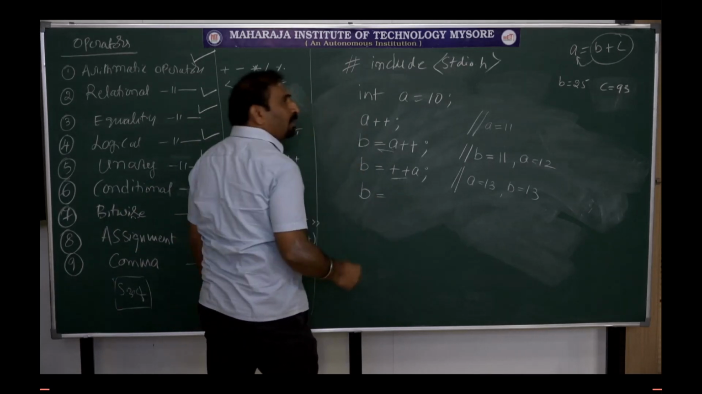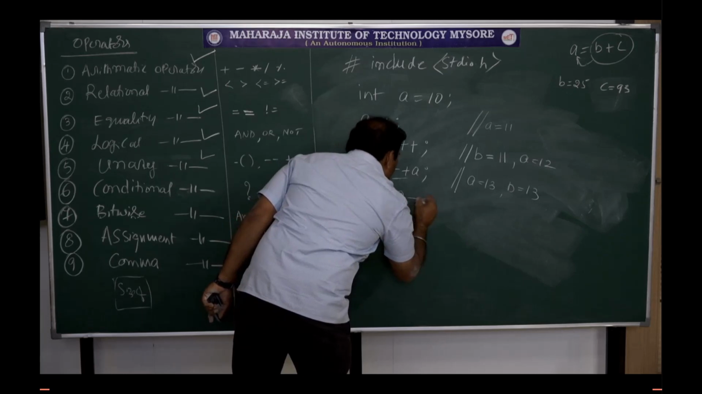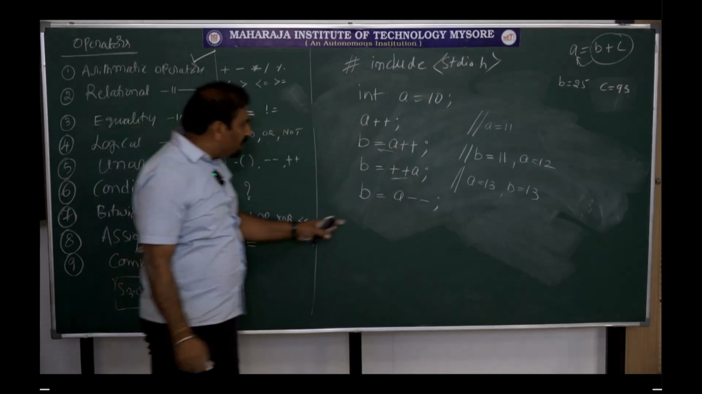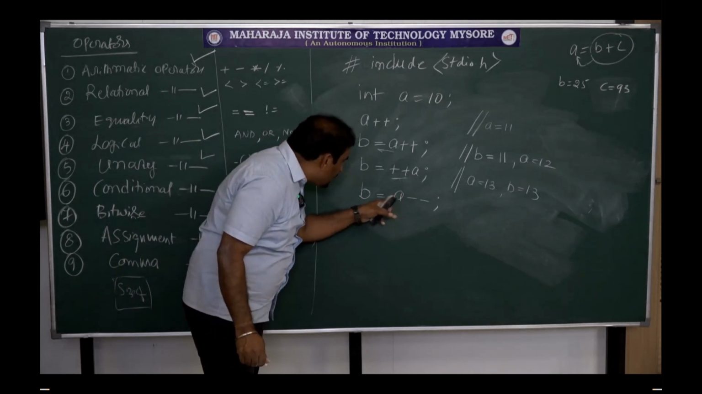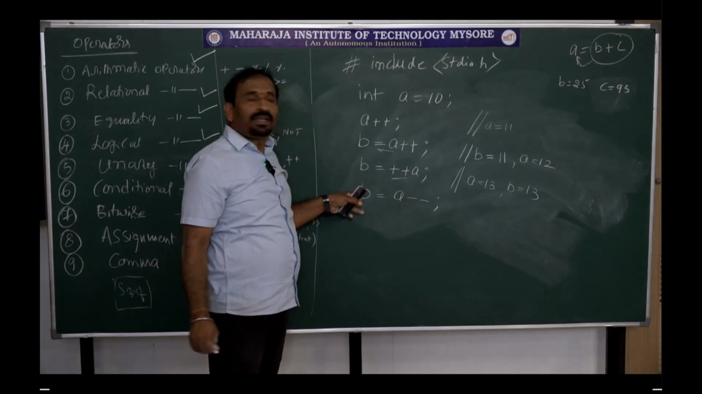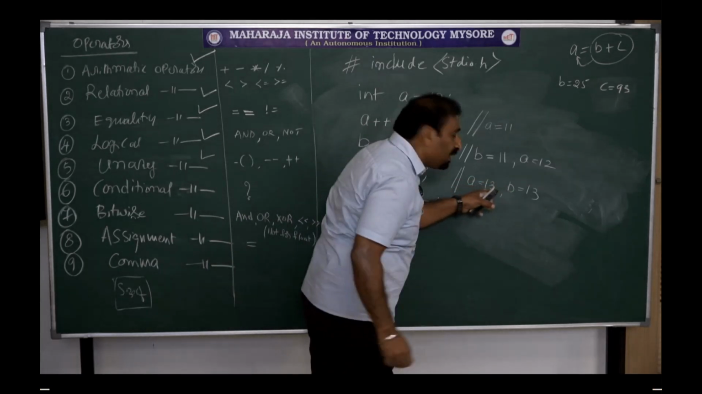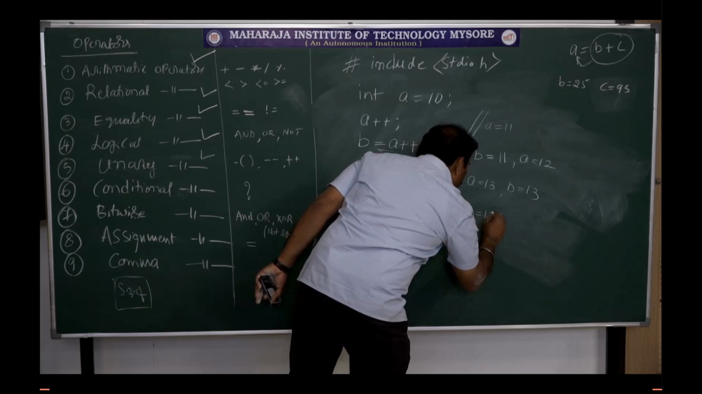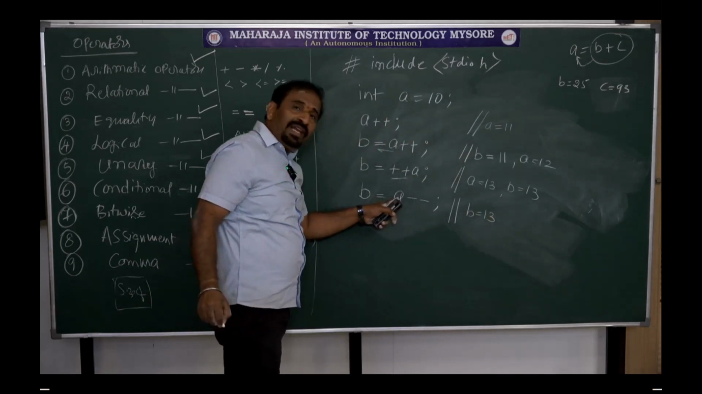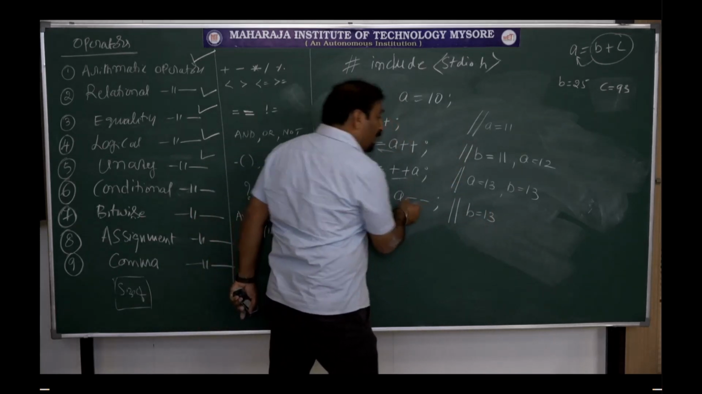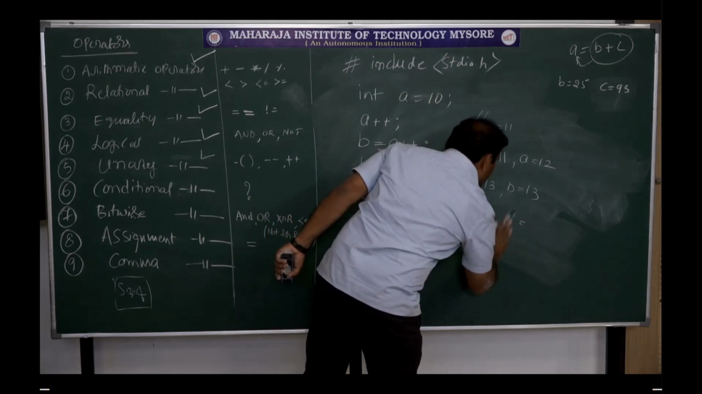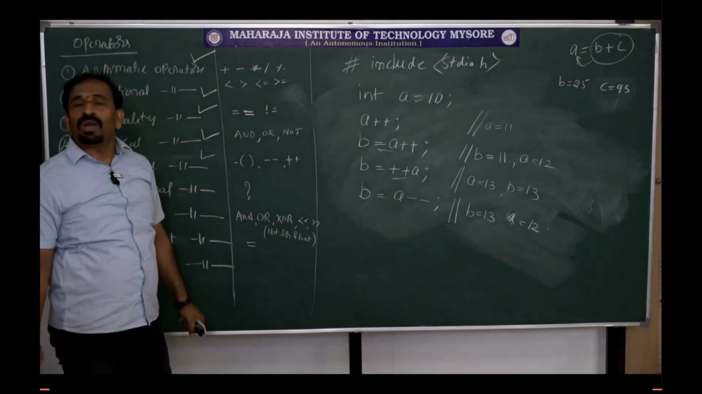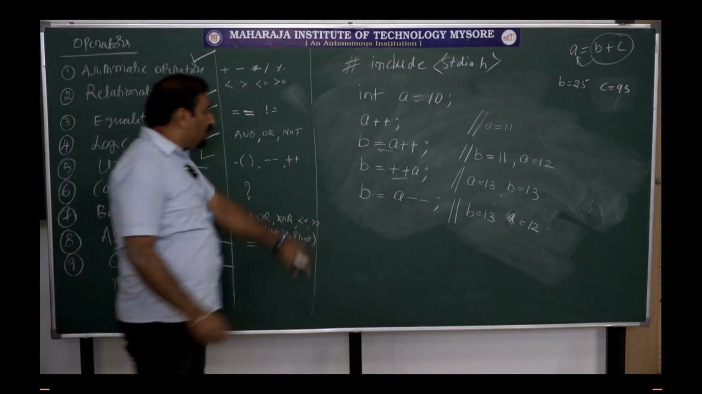Now I will write it something like this: B is equal to A--. In this case, first A is assigned to B. What is the value of A? A is 13. So in this case, B is equal to 13. Then A value is decremented by 1. So A becomes 12.